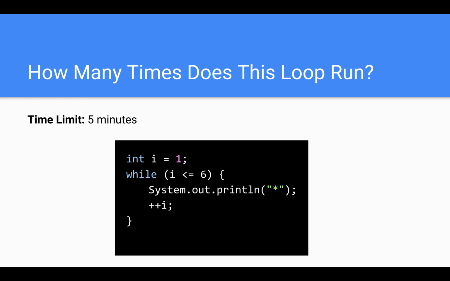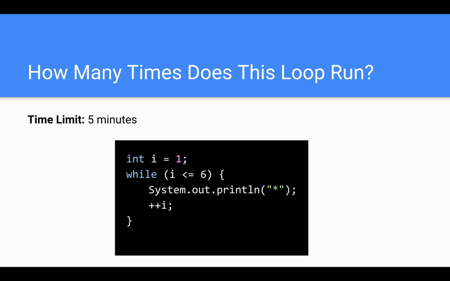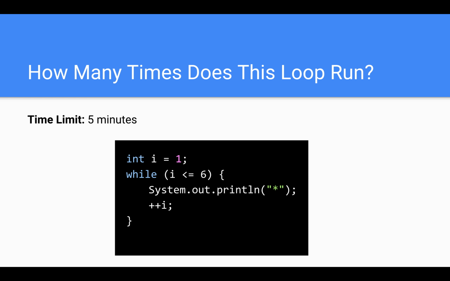So now some exercises. How many times does this loop run? It runs 6 times, right? Just like the corresponding for loop would have run. So we initialize i to 1, we look at this, and we say i is less than or equal to 6, and we increment i every time, so it's going to run for i equal to 1, 2, 3, 4, 5, and 6. So 6 times. And then when i becomes 7, it stops running, and there's no more asterisks printed.